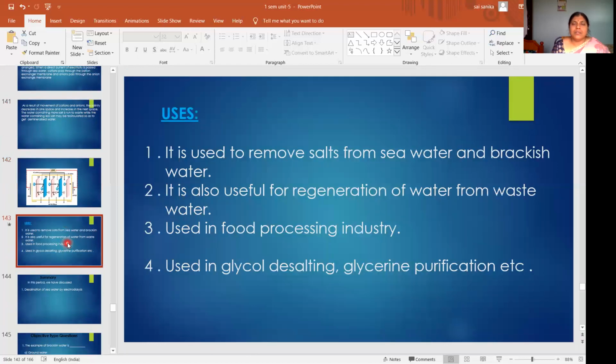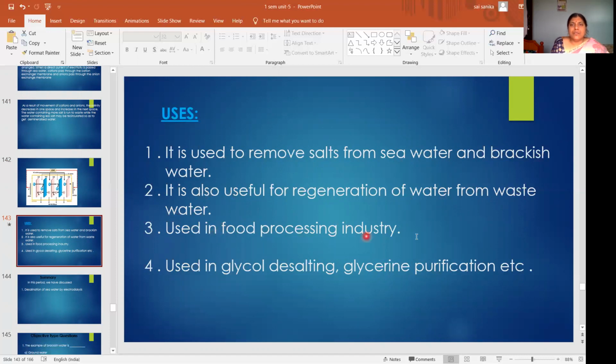Then come to the uses. What are the uses of this method? This method is used to remove salts from seawater and brackish water. Seawater has a large amount of salts, and brackish water lies in between fresh water and seawater, with salts in between. So we can remove salts from seawater as well as brackish water by this process. It is also useful for regeneration of water from wastewater.